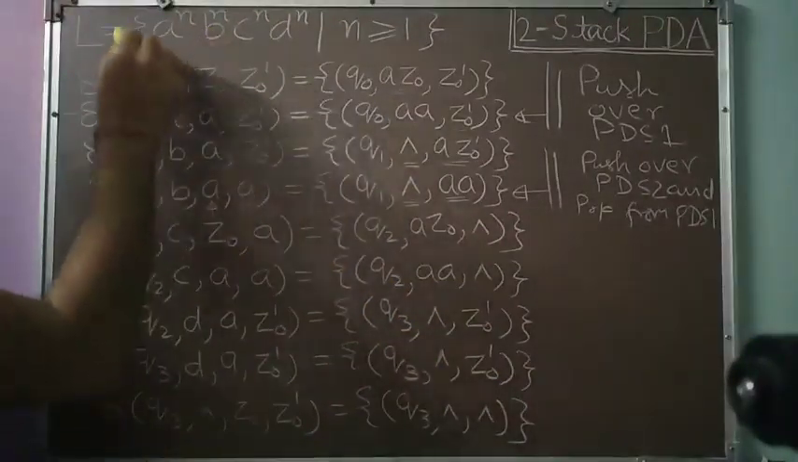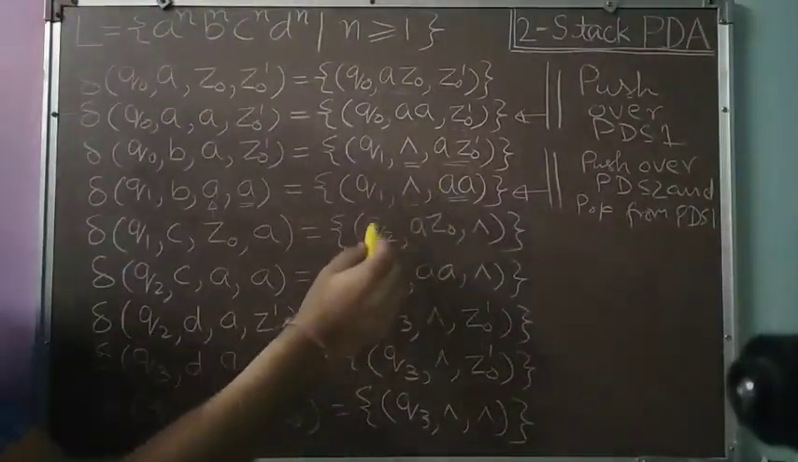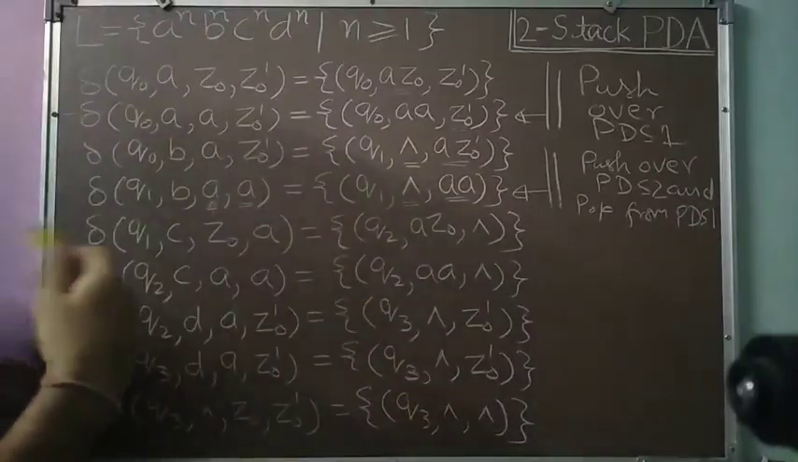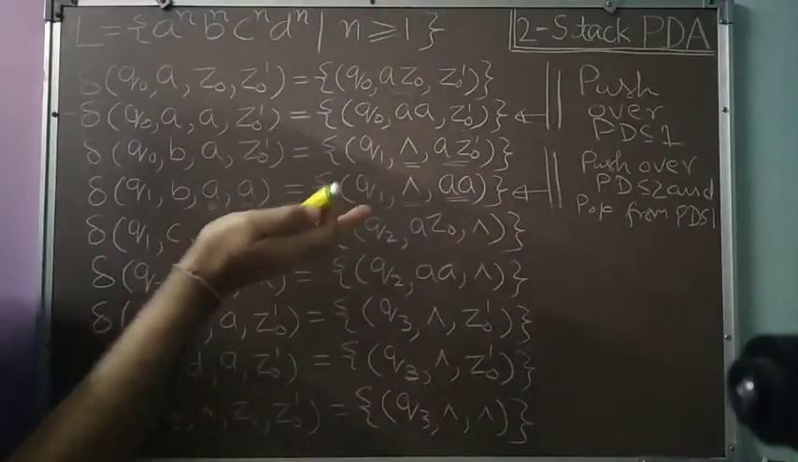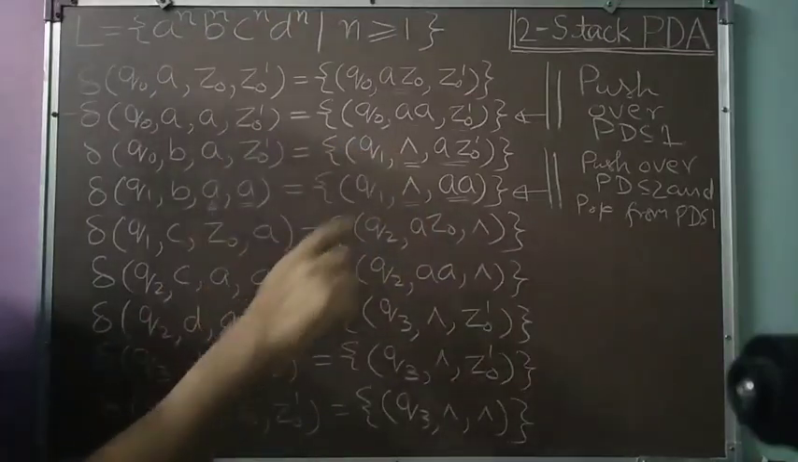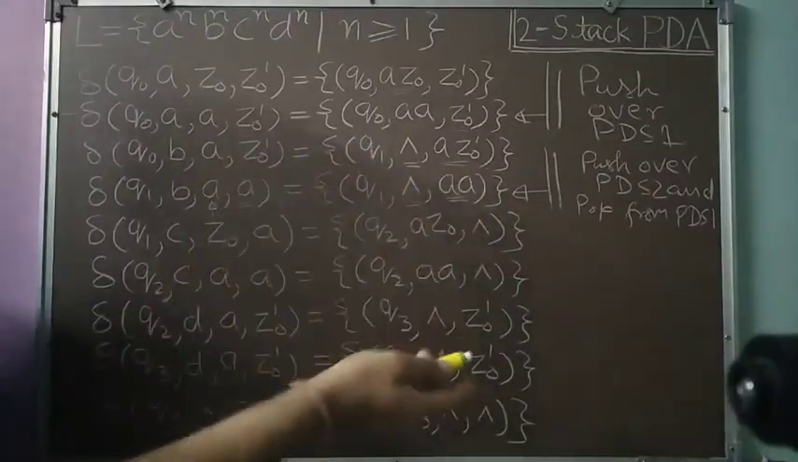Now suppose the number of A's and the number of B's are equal. So all the A's from the PDS1 have been popped. So only Z0, which was the initial pushdown store symbol, will be present there, and the top of the PDS2 will be A's.